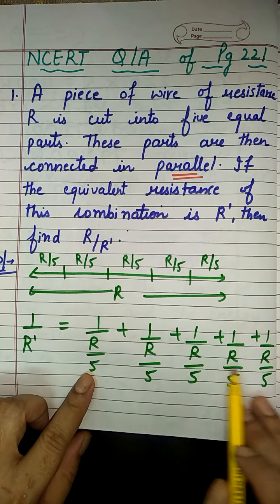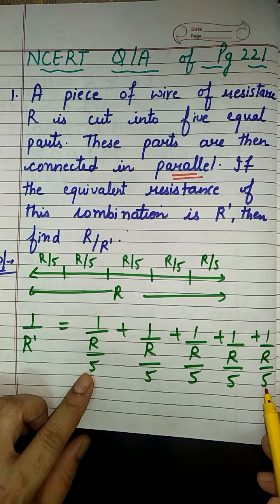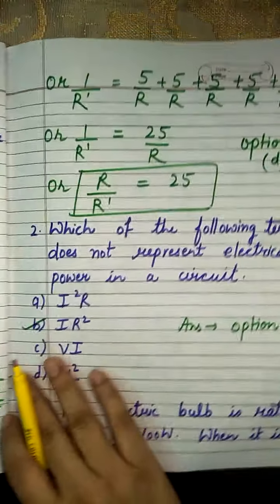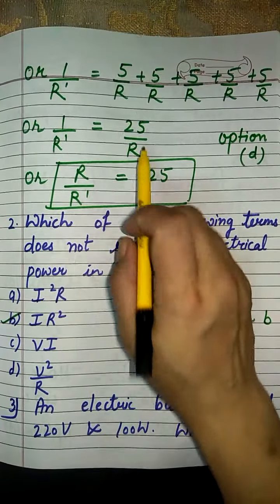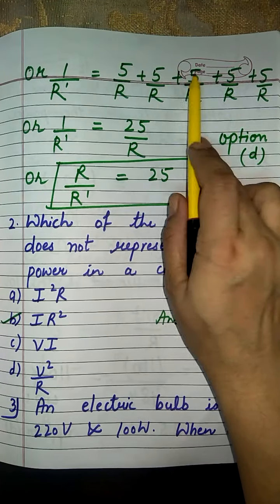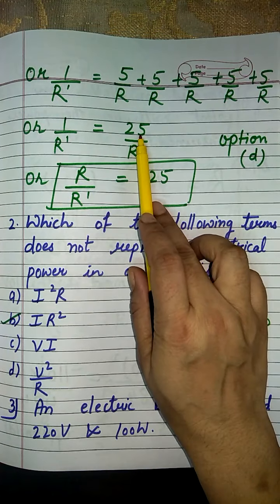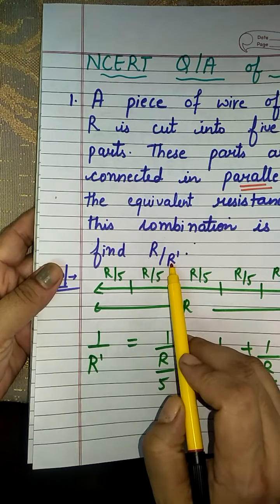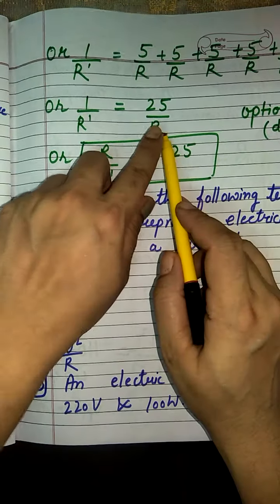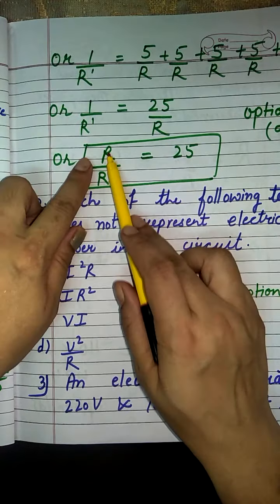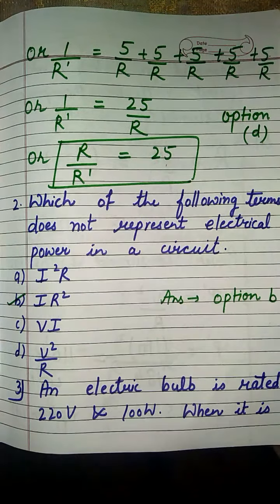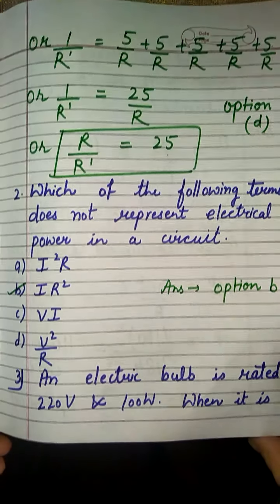Here 5 parts are there, so I have written that way. Now when I solve this, 5 will go up. See how? This way. Okay, 5, 5, 5, 5, 5, so total will be 25 upon R. So what he wants is the ratio R upon R dash. So what I have calculated, this R has gone up, R upon R dash, that is 25. That is option D is correct, 25 ratio 1.